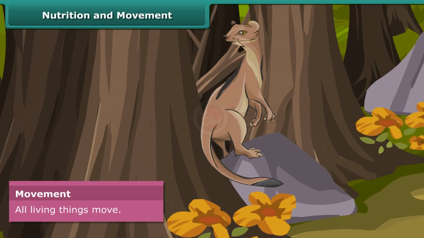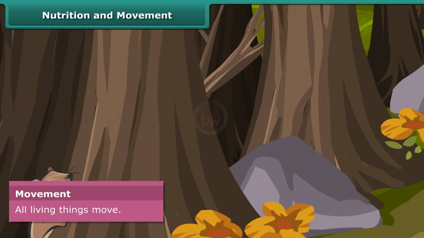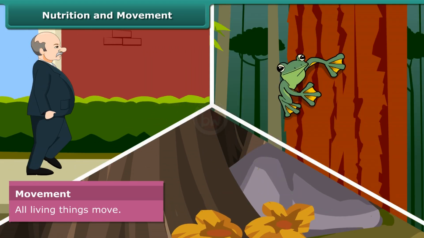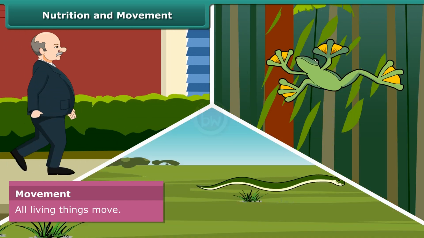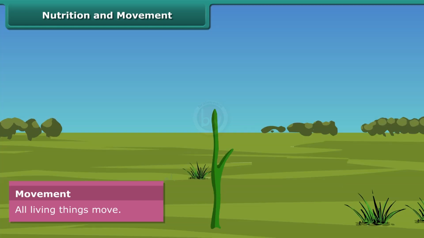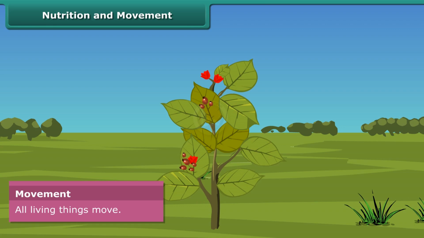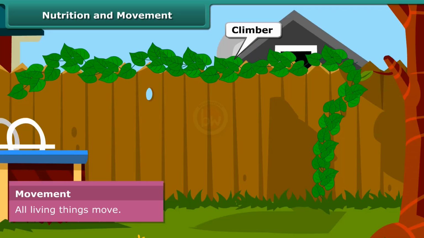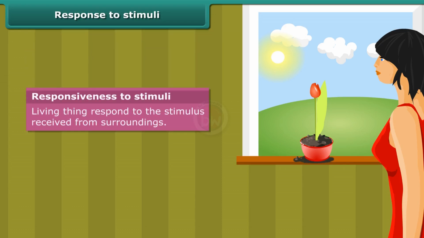Another important characteristic of living organisms is movement. All living things move by their own accord. People walk, frogs leap, snakes crawl are actions of movement. Similarly, plants also make some movement, but they do not change their place. For example, climbers move towards the support. When you place a plant near the window, you observe that the plant bends towards the light entering through the window. This characteristic is called responsiveness to stimuli.